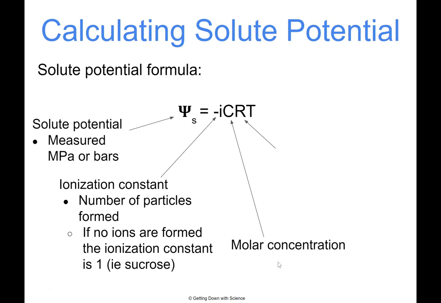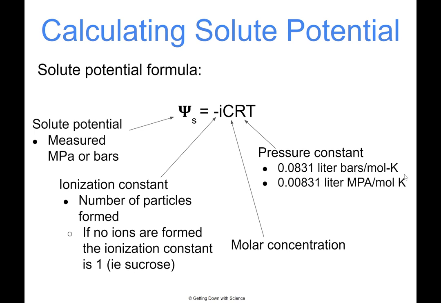Then we have the molar concentration. What was the concentration of that specific solution? And the pressure constant, which in general is 0.0831 liter bars per mole K, or here it is in megapascals. And we have T, which is the temperature in Kelvin, which, remember, is 273 plus whatever the temperature in Celsius is.